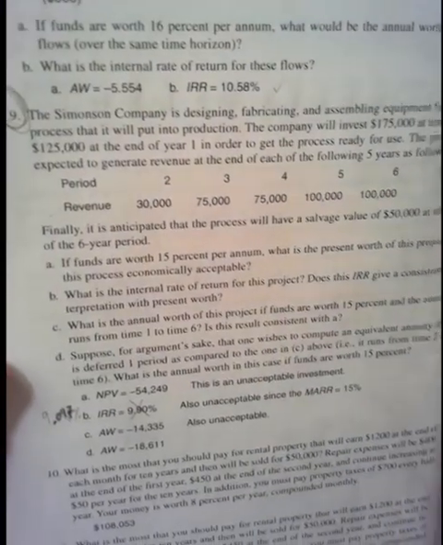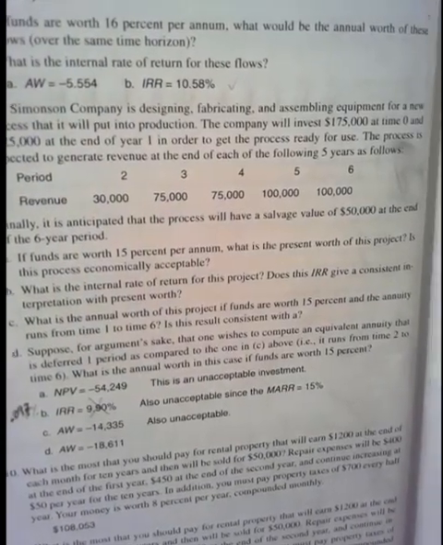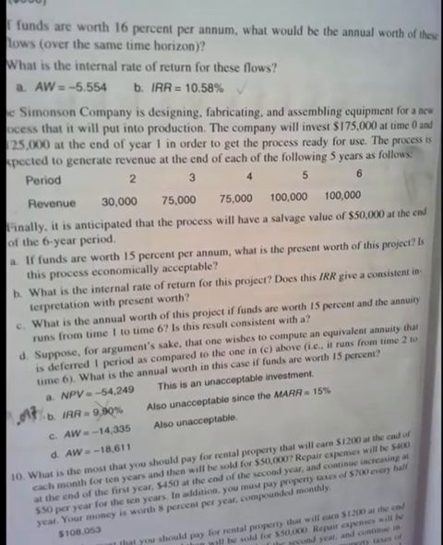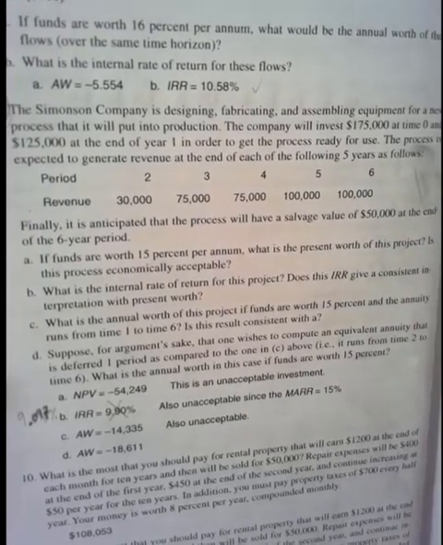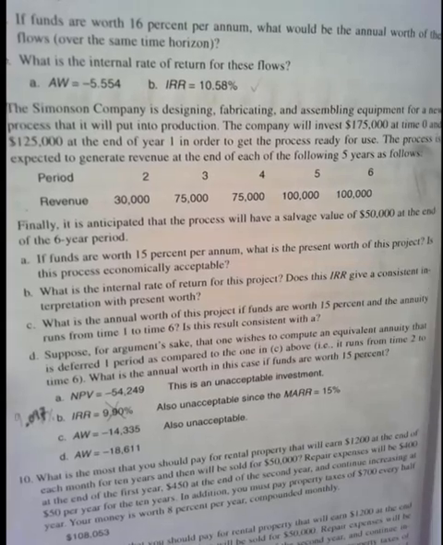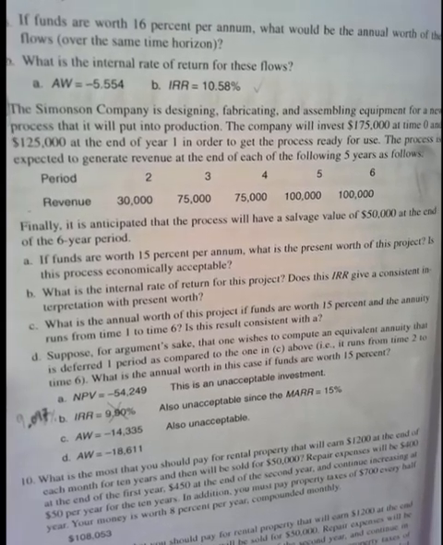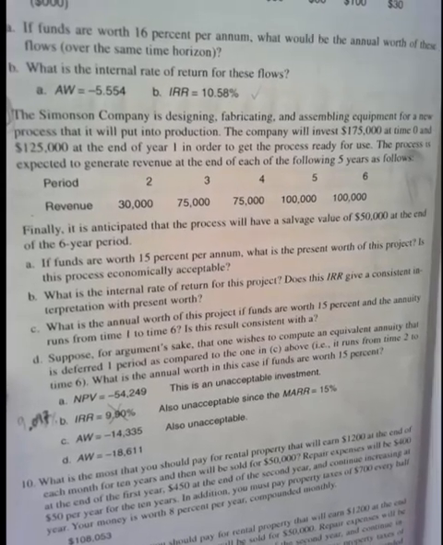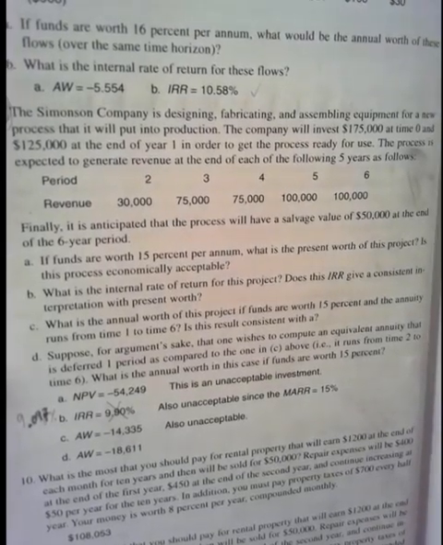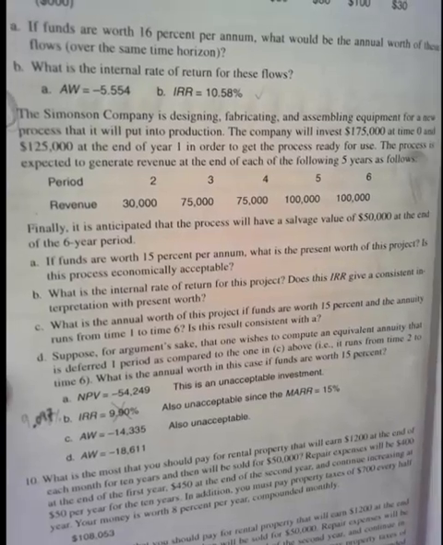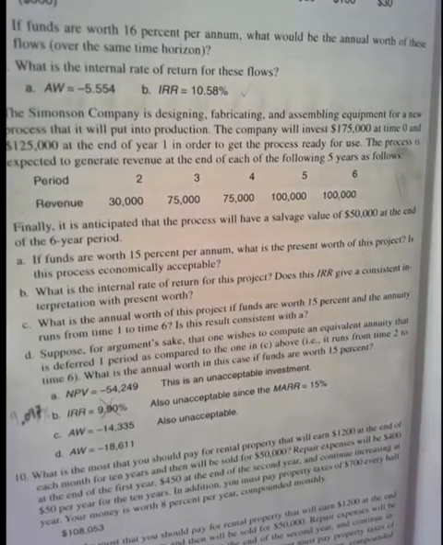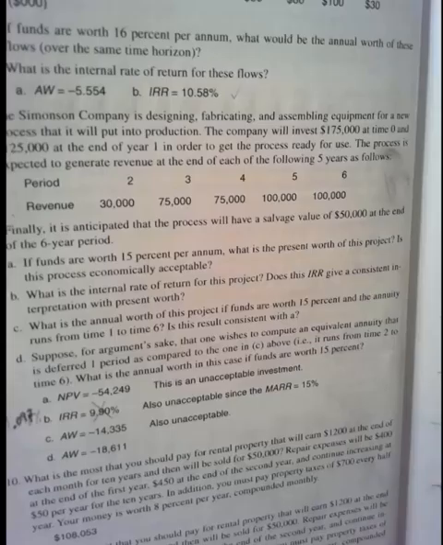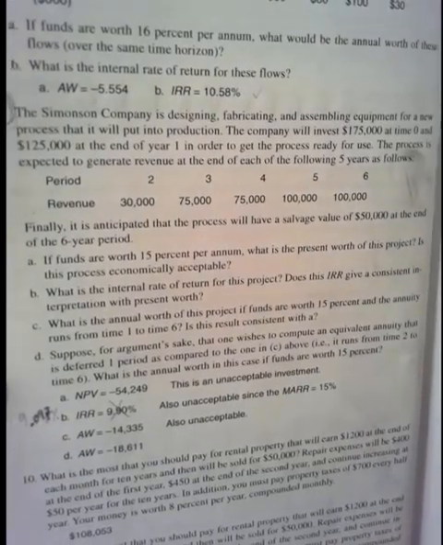Part C. What is the annual worth of this project if funds are worth 15% and the annuity runs from time 1 to time 6? Is this result consistent with A? So now use the annual worth method, the annuities, to find out if the conclusion of accepting or rejecting is the same as in question A. We'll have the opportunity to check if it's consistent with part B as well.